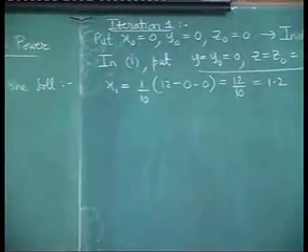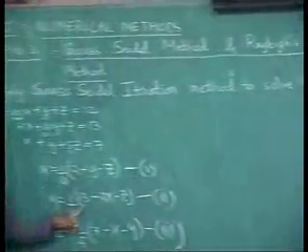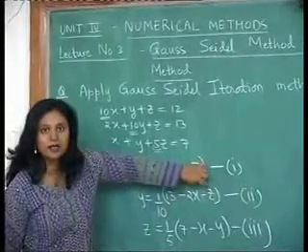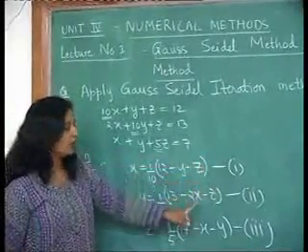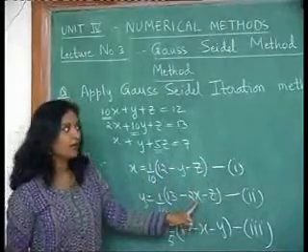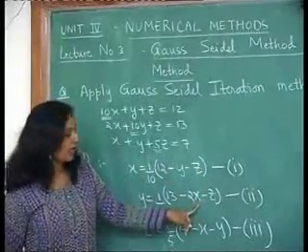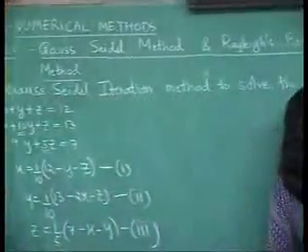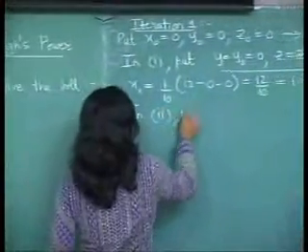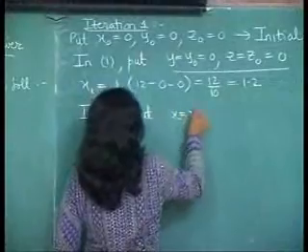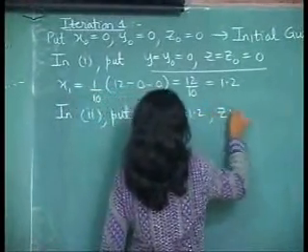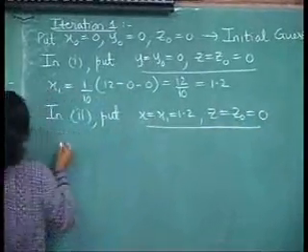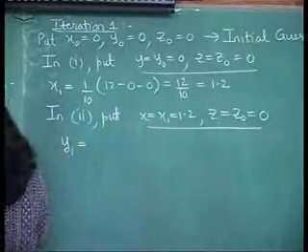Now come to equation 2. In equation 2, the unknowns on the right hand side are x and z. Remember, we have to put the latest available values of the unknowns. The latest available value for x with us is x1 and the latest available value of z is still z0. So in equation 2, we put x equal to x1, which is 1.2, and we put z equal to z0, which is equal to 0. So if I substitute in equation 2, I'll get the next approximation to the value of y.